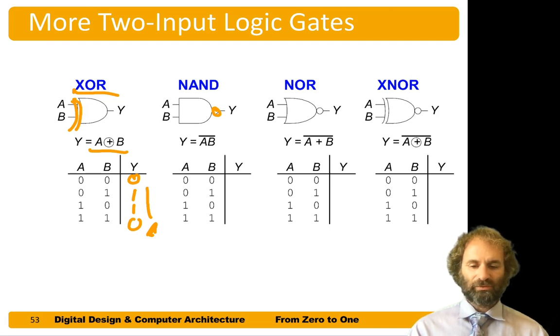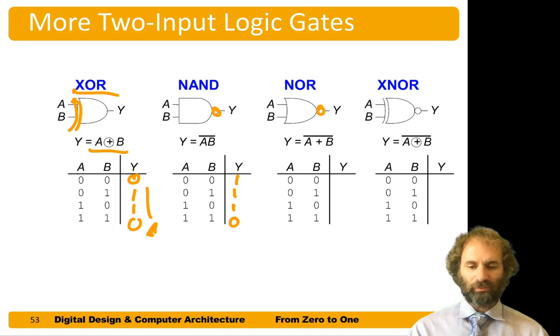So AND was 0, 0, 0, 1. NAND would be 1, 1, 1, 0. Not of AND. 0 NAND 0 makes 1, 0 NAND 1 makes 1, 1 NAND 0 makes 1, 1 NAND 1 makes 0. A NOR is the opposite of an OR.